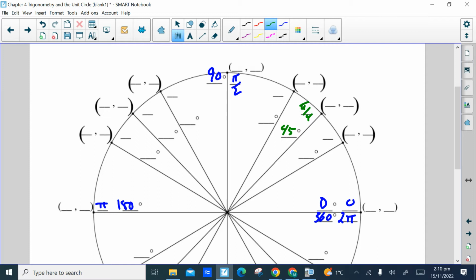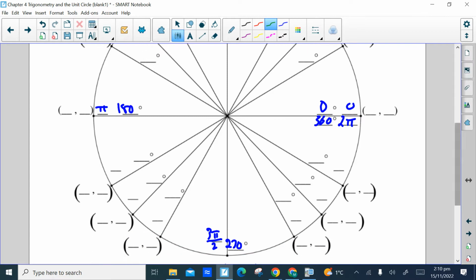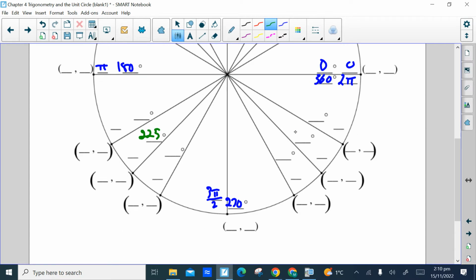So your first 45 degree angle is there. The next 45 would take you to 90. Another 45 is 135 degrees. Another 45, you're at 180. Another 45, you're at 225 degrees. Then 270, then 315 degrees.